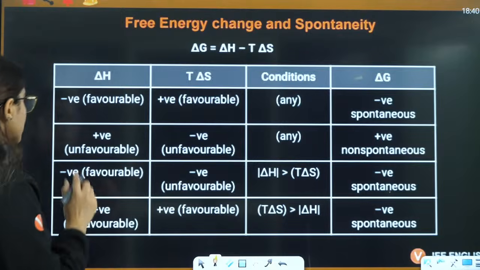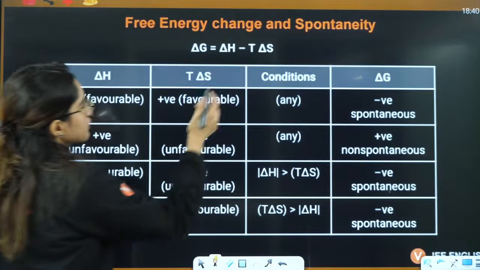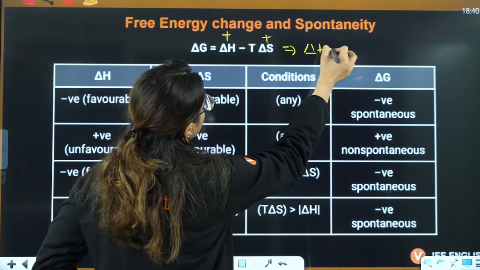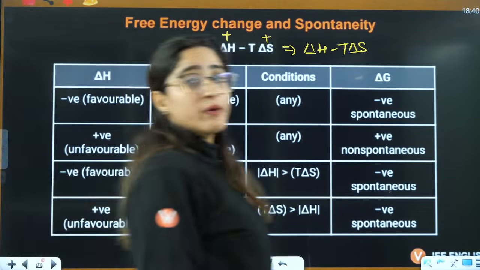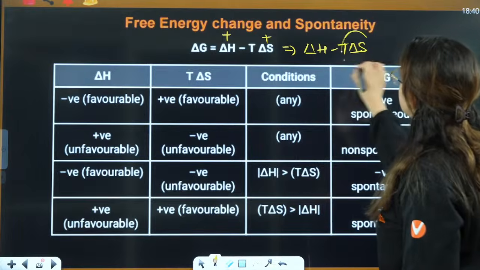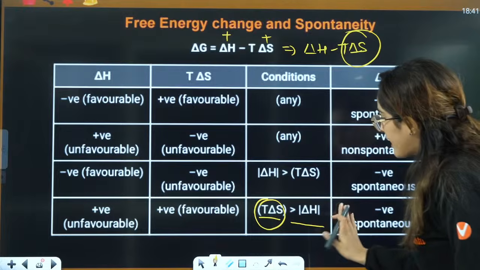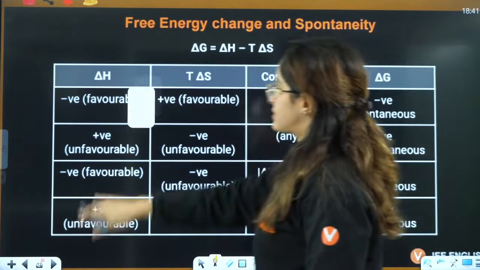Next is, delta H is positive and this is also positive. If this is positive, this is positive, this will again become delta H minus T delta S. Now which has to be greater to make it negative? This has to be greater. So T delta S has to be greater than delta H to make it negative and a spontaneous process.